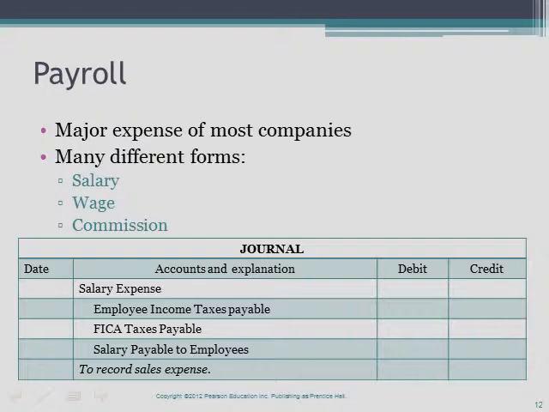A salary is employee pay stated at a monthly or yearly rate. A wage is employee pay stated at an hourly rate. Sales employees also earn a commission, which is a percentage of the sales the employee has made. A bonus is an amount over and above regular compensation. A typical entry to record payroll is shown here.